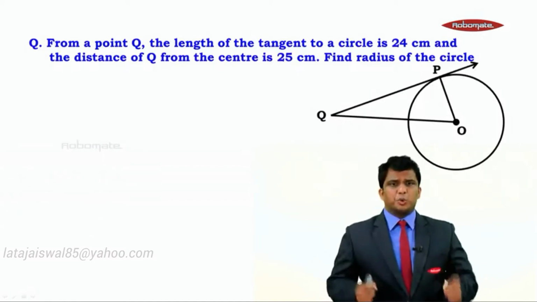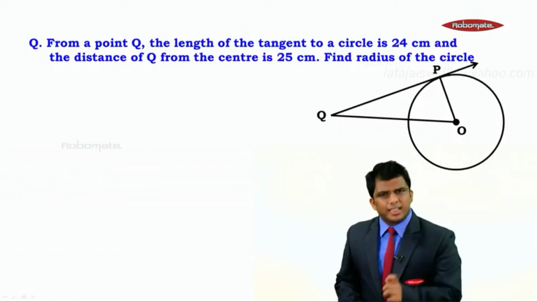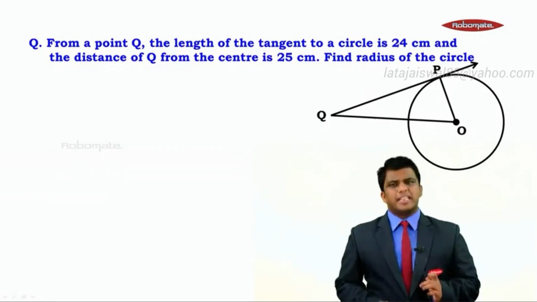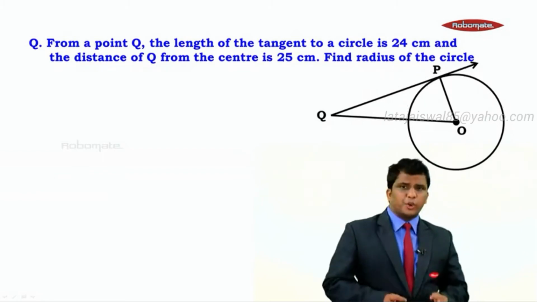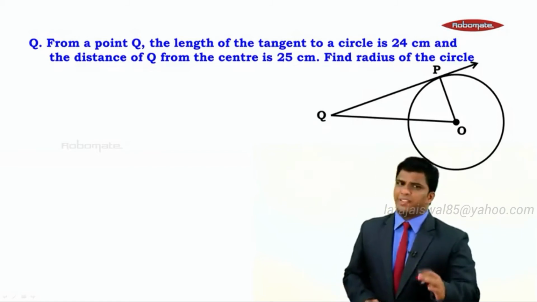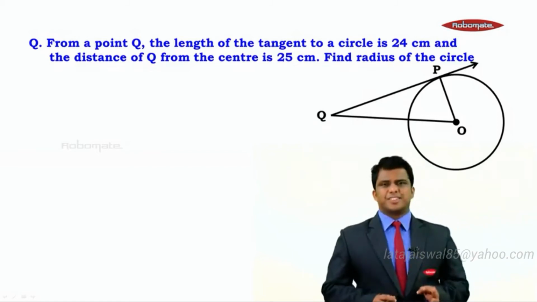From a point Q, the length of a tangent to a circle is 24 centimeter and the distance of Q from the center of the circle is 25 centimeter. Find the radius of the circle.